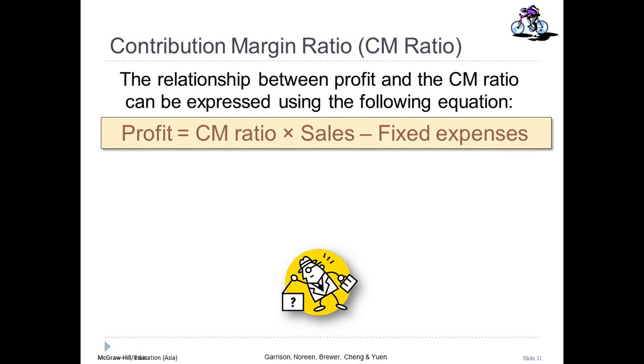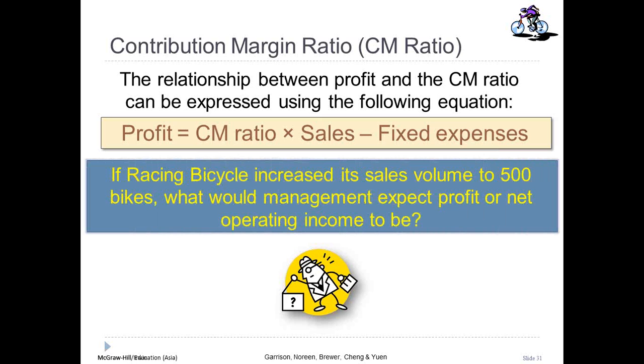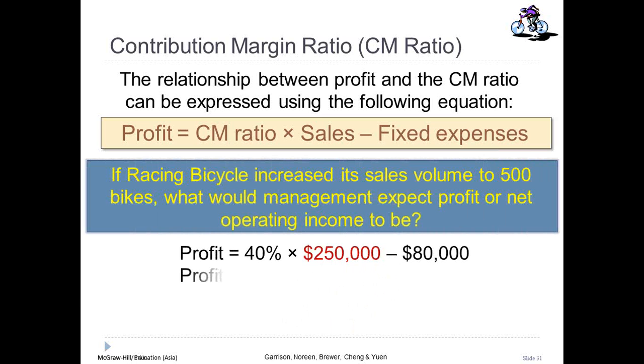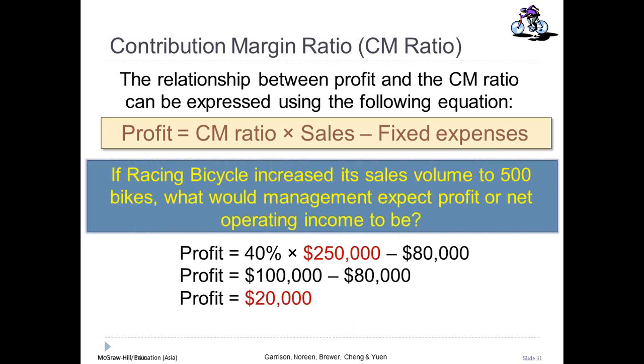So the relationship between profit and the contribution margin ratio can also be expressed in the following equation. The profit, the bottom line, is the contribution margin ratio times sales minus fixed expense. So if we increase our volume by 100 bikes, we go from 400 to 500 bikes in sales. What could we expect to be our bottom line or profit?